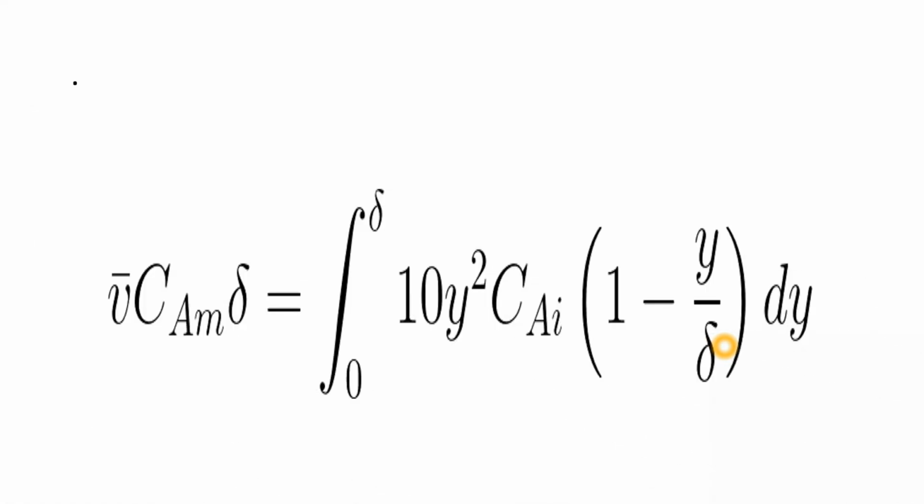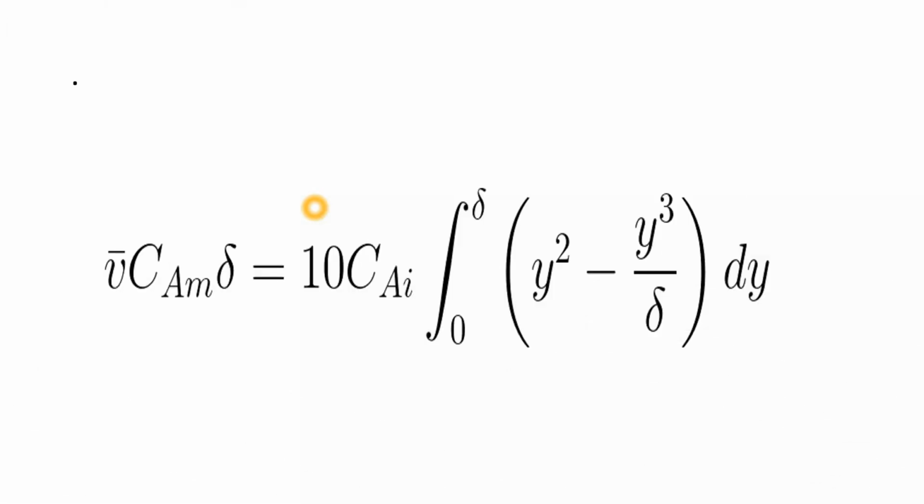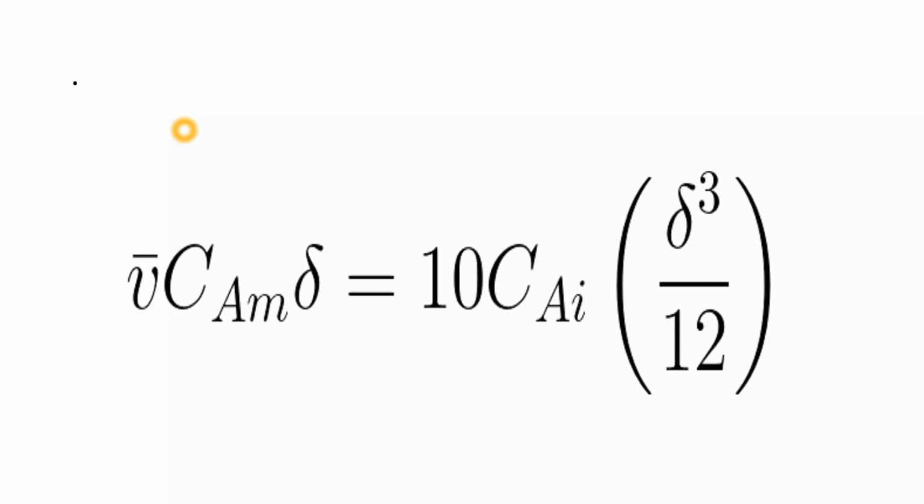Next, W and W will be cancelled out, and we will put Vz also, 10y square, Ci into 1 minus y upon delta. And next, Vcm into delta is equal to 10 Ci, integral from 0 to delta of y square into 1 minus y upon delta into dy. Since Ci is a constant, we take it out. Next, we can multiply y square into this: y square minus y cube upon delta into dy. Next, Vcm into delta is equal to 10 Ci, we will get this answer. You can calculate it easily.